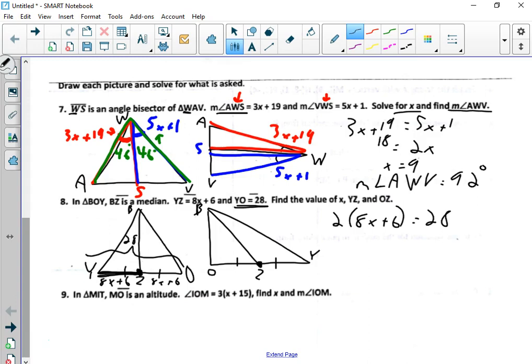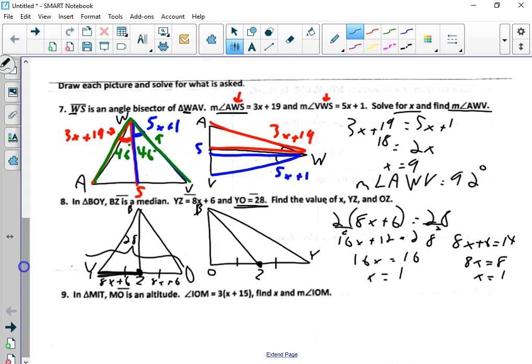Now at this point you have 2 things you can do. You could distribute the 2 and get 16x plus 12 equals 28. 16x equals 16. X equals 1. Another thing you could have done was divide by 2 here on both sides. Okay? And that would have given you 8x plus 6 equals 14. That's another route you could have gone. Start off by getting rid of the 2 instead of distributing it. Well, here, if you would have subtracted 6, you would have gotten 8x equals 8, and guess what? X is still 1.